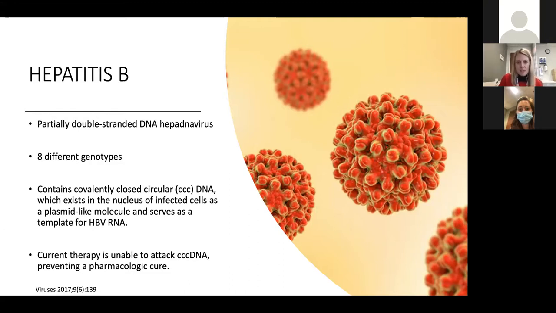This exists within the nucleus of infected cells as a plasmid-like molecule, and serves as a template for Hep B RNA. And this cccDNA is really not well addressed by the antivirals we have for hepatitis B. So this acts as a reservoir, if you will, of hepatitis B within the hepatocytes, and it makes hepatitis B very challenging to achieve a pharmacologic cure.